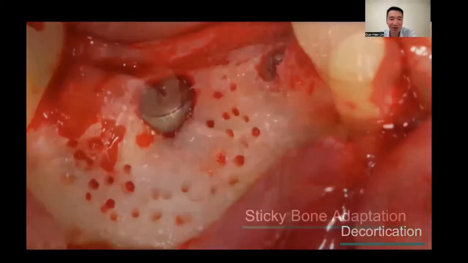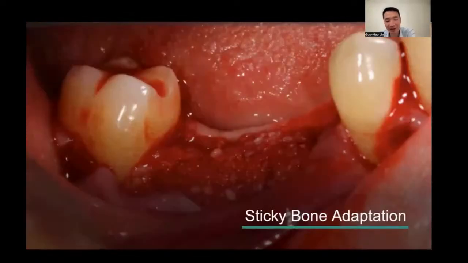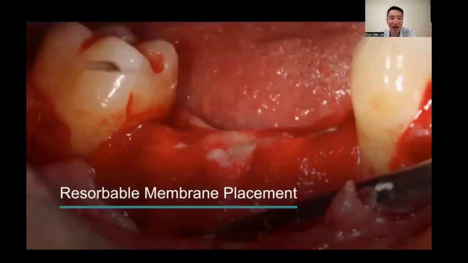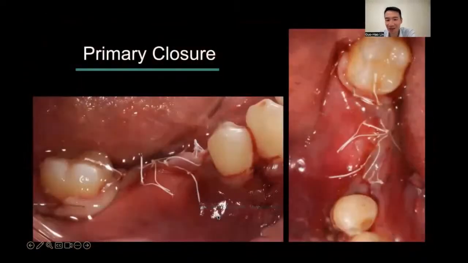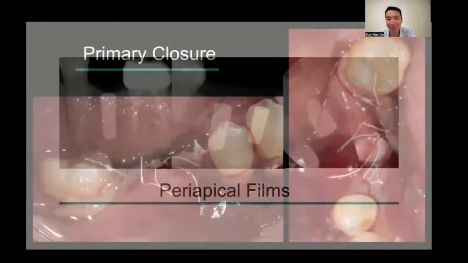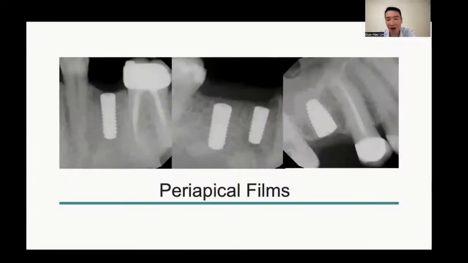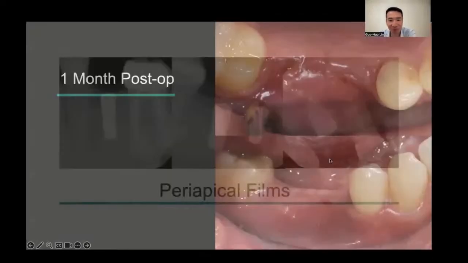The decortication was done, and the sticky bone and the PRF membrane were then placed, covered by another piece of resorbable membrane, and we released the flap and achieved primary closure after advancement of the flap. These are the periapical films that we took on the day of the surgery. We actually placed 4 implants on the same day using the navigation system plus one vertical sinus lift procedure.